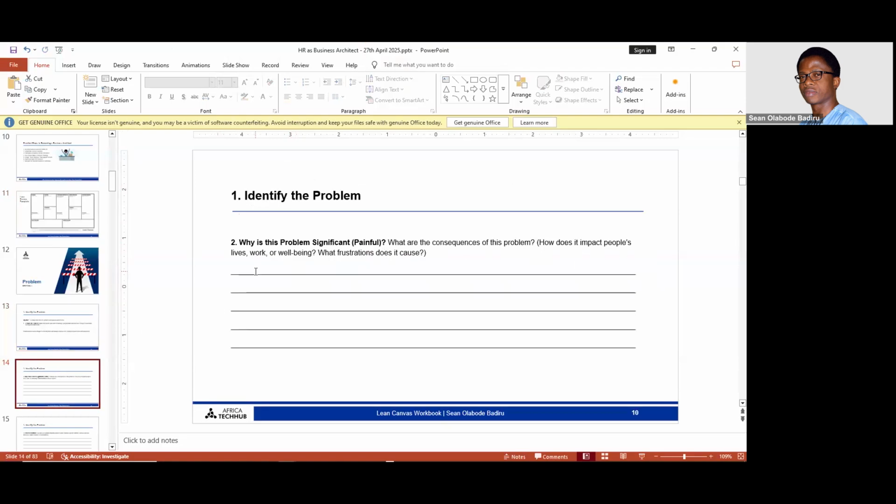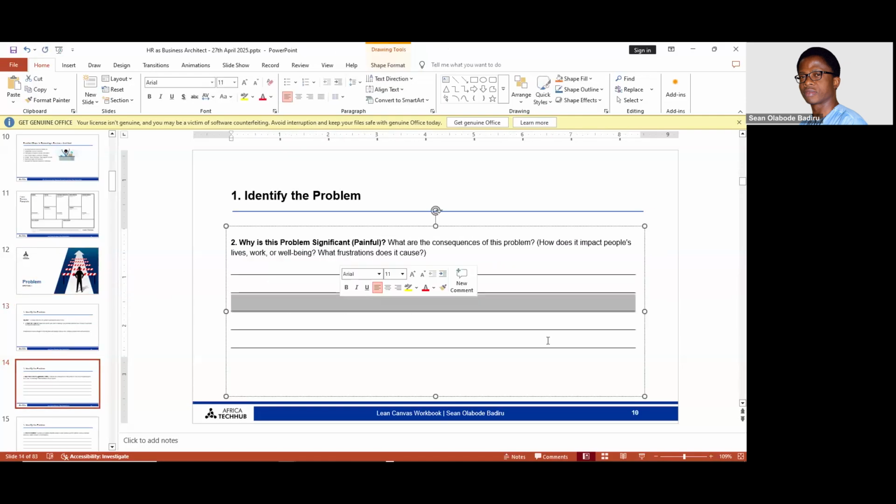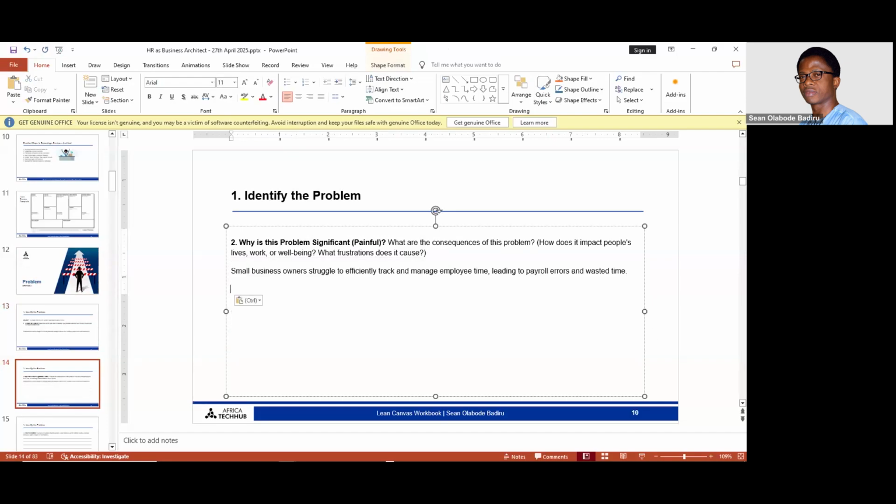So number 2, why is the problem significant? Why is it painful, and what are the consequences of this problem? How does it impact people's lives, work or well-being? What frustration does it cause? So let's copy this and bring it here.